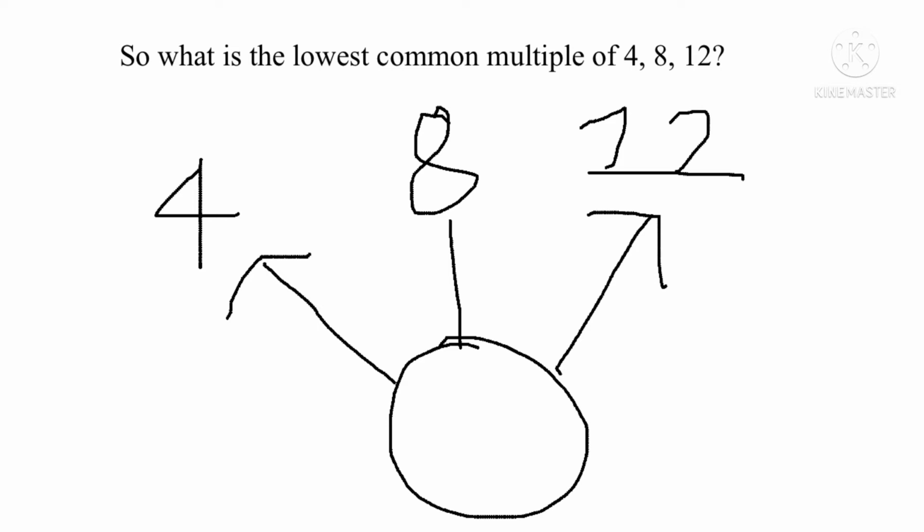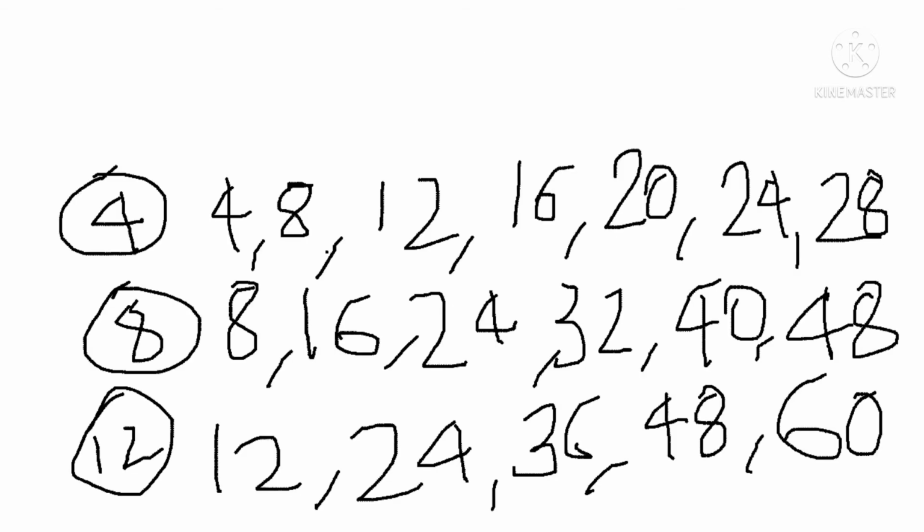Let's go and check it. 4, 8, 12, 16, and 8, 16, 24. Oh! I suppose 72 is not the LCM of 4, 8 and 12. Do you know why? Because of this. These are the multiples of 4, 8 and 12. 48 is a multiple of 8 and 12, but it is also a multiple of 4. But another number is smaller than that, which occurs in all of them.